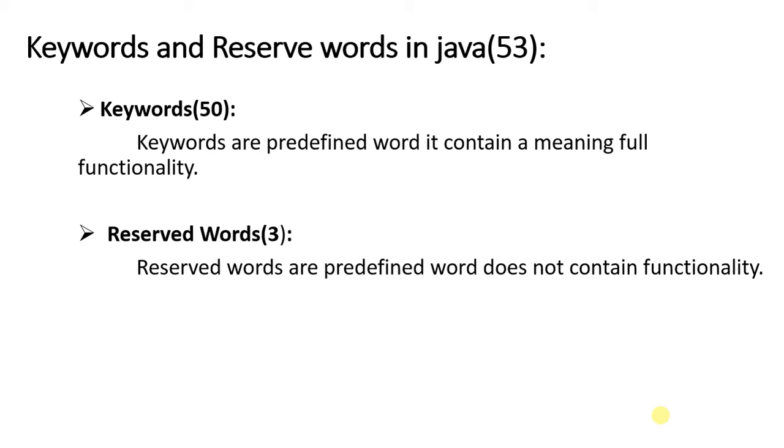Firstly, what is meant by keywords? Keywords are predefined words. They contain meaningful functionality. And what is meant by reserved words? Reserved words are predefined words. They do not contain any functionality. Among all 53 in Java, the keywords are 50 and the reserved words are 3. So we can move to the next point.